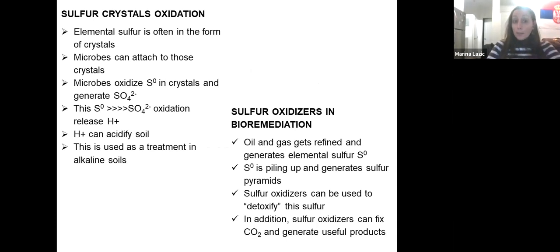Also, sulfur oxidation can be related to sulfur crystals. So very often elementary sulfur is in the form of crystals. Microbes simply attach to those crystals. Then they oxidize elementary sulfur through sulfite, getting sulfate, SO4. And this oxidation from elementary sulfur to sulfate is releasing electrons. Those electrons usually acidify the soil where this process is happening. And very often this strategy of microbes that can oxidize sulfur crystals is used to acidify alkaline soil.